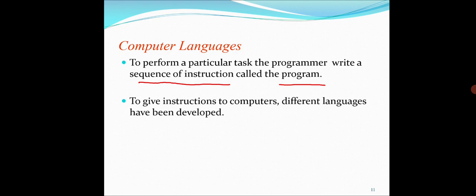To give instructions to the computer, different languages have been developed. Based on what we are giving to the computer, we develop a number of languages. These languages are called computer languages. We need a specific language to communicate with the computer. Programmers also need a language, called a computer programming language.